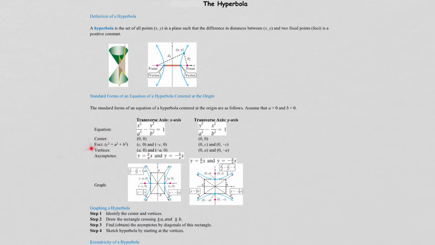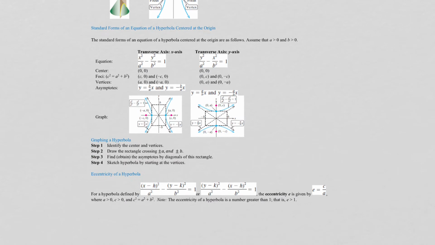And this will have center, focus points, vertex, and asymptotes. And one other thing that you need to be careful with is, if this is the standard form, eccentricity is going to be equal to C over A.